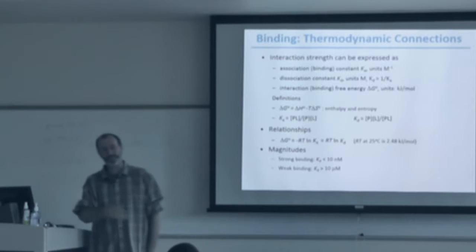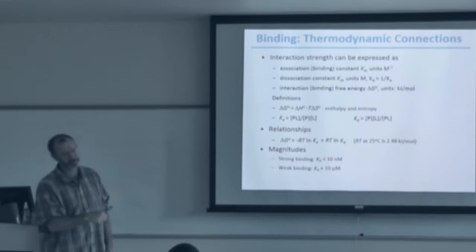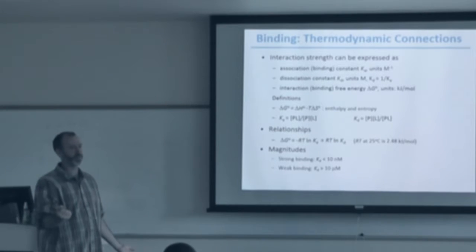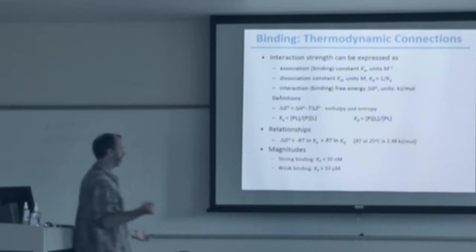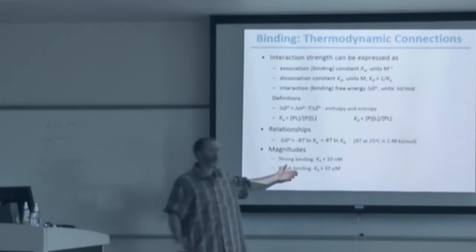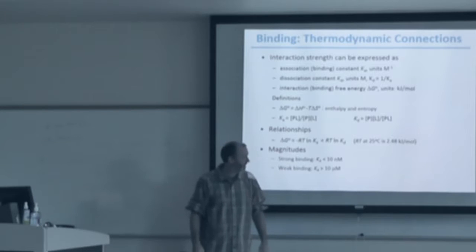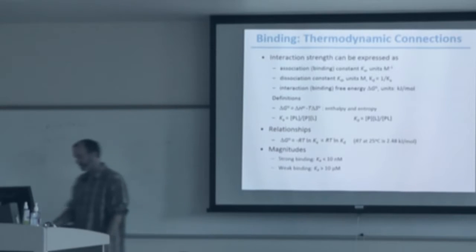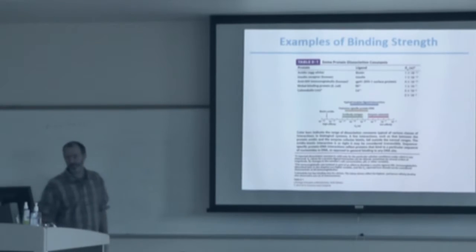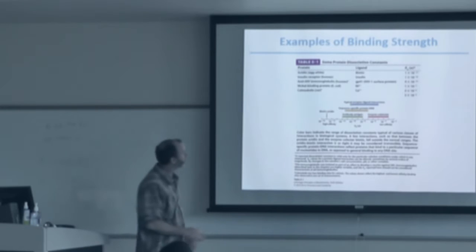So you're going to see antibodies have really strong binding characteristics, and their Kds are in the picomolar to nanomolar concentrations. Weak binding is where you have much higher Kds, anything greater than 10 micromolar would be considered weak binding. And these are some protein dissociation constants.